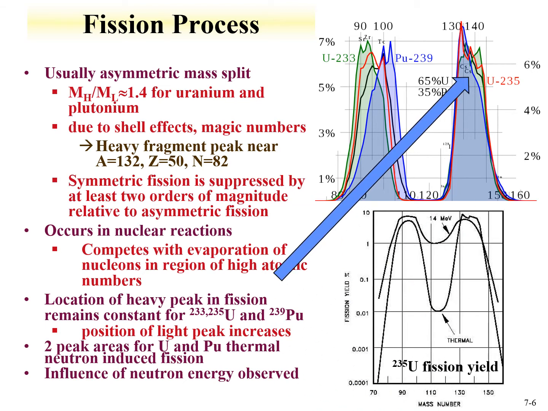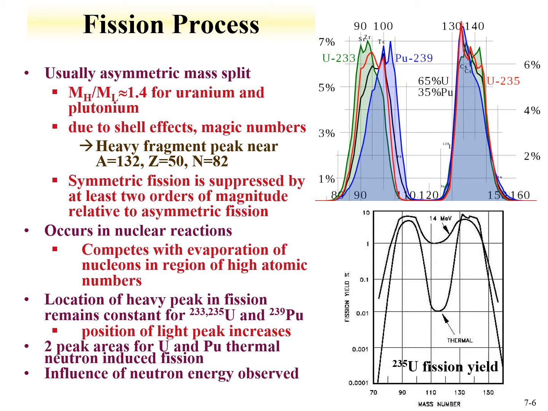In nuclear reactions, this can also occur. The fission will compete with evaporation of nucleons in the region of high atomic numbers. So in other words, if you make an isotope from a nuclear reaction, it can undergo fission once it's formed, as opposed to de-excitation by, for instance, emitting neutrons. We'll discuss this a little bit more when we talk about nuclear reactions.